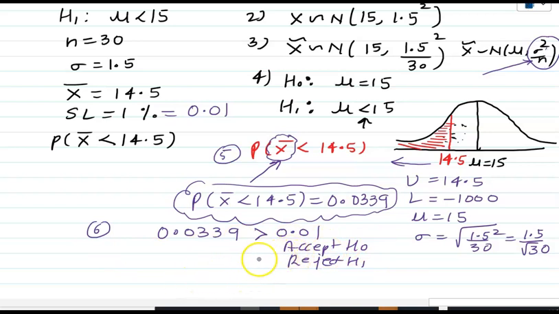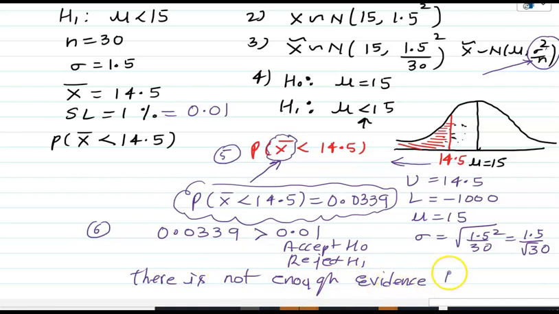So you can write: there is not enough evidence to reject H0. This is your question number 1 completed.